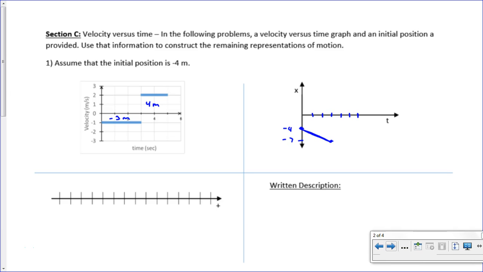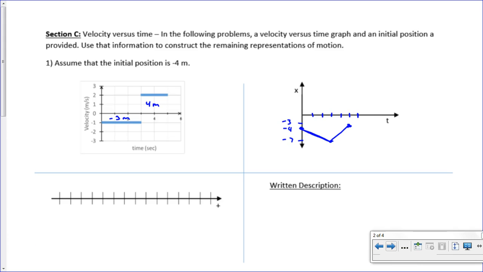Then, in the next 2 seconds, I go up by 4. And so I end up, in the next 2 seconds, up 4 from this, which would be at -3. So I'll plot that. It should be a little bit above the first point, and it should happen over the period of 2 seconds. So what we've got here is it starts at -4, it drops down to -7, and then it bounces back up here to -3.